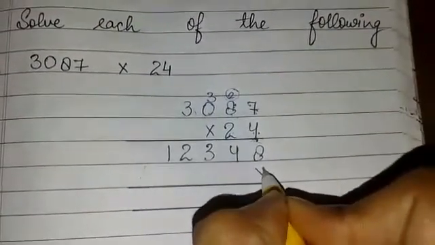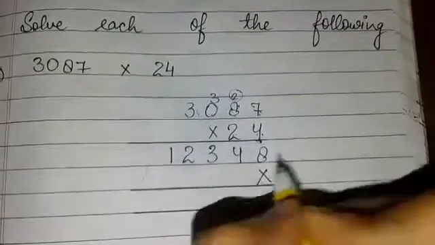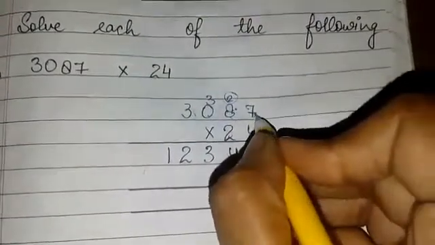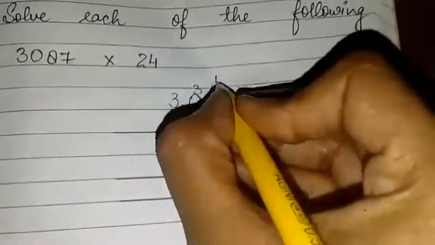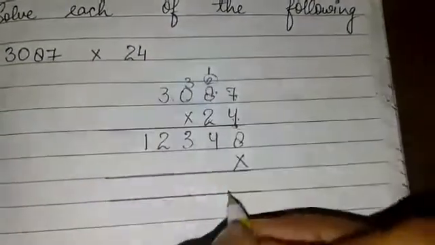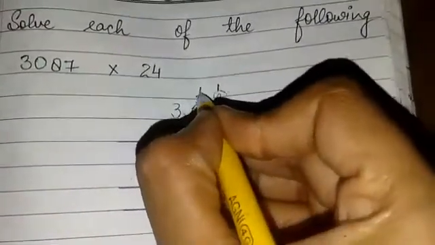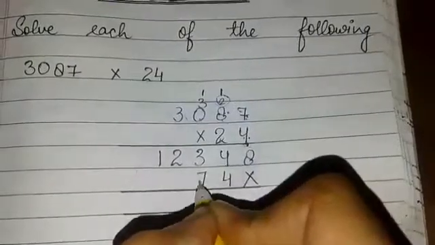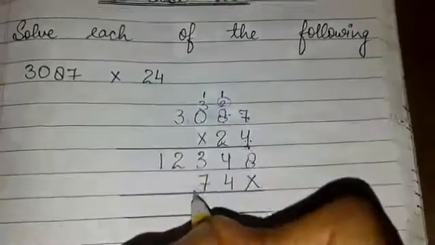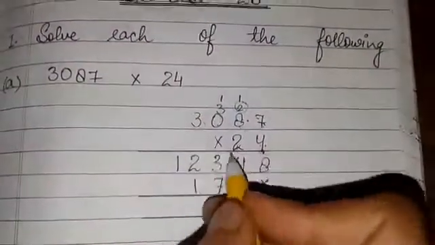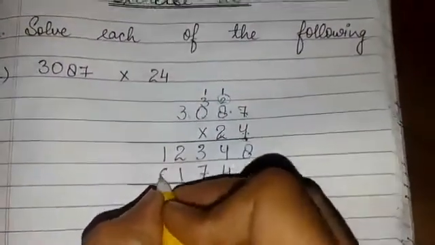Now come to the next line. First we will put a cross in the ones place, then we will start multiplication. 2 sevens are 14. 2 eights are 16 plus 1, 17. 7 is written down here. 2 zeros are 0. 1 is added, that's 1. 2 sixes are 12, 2 threes are 6.